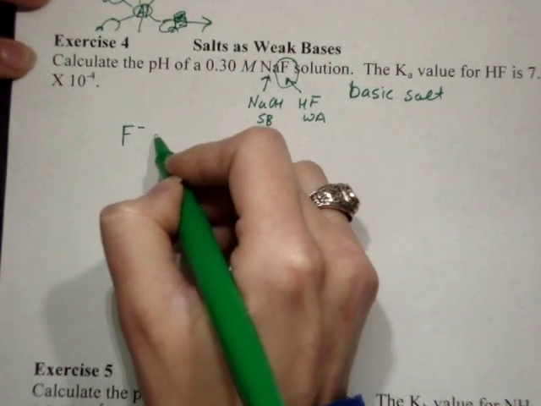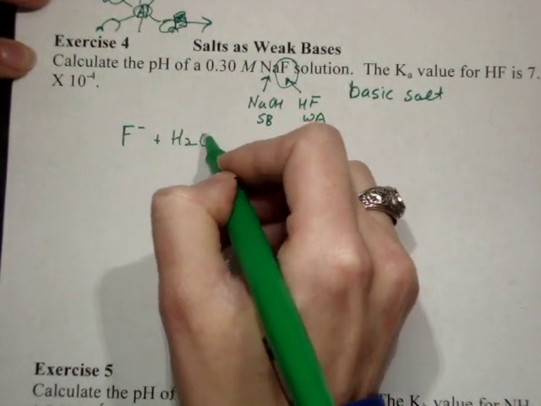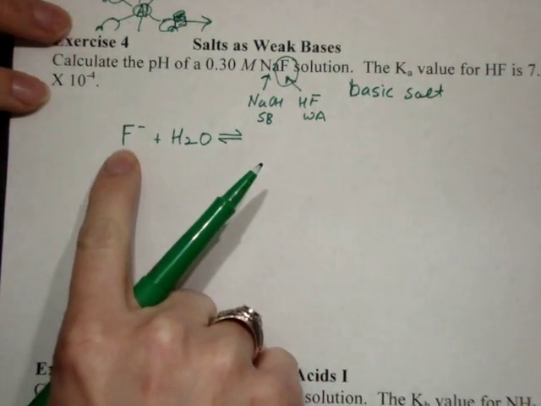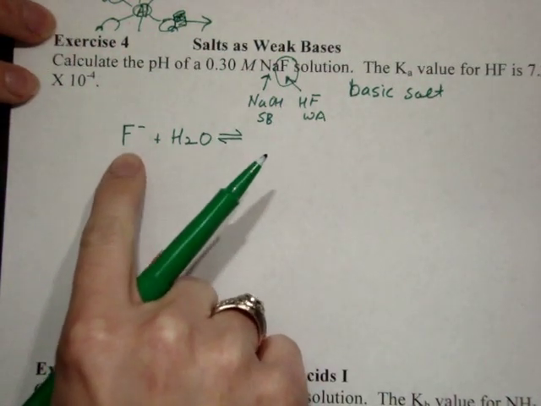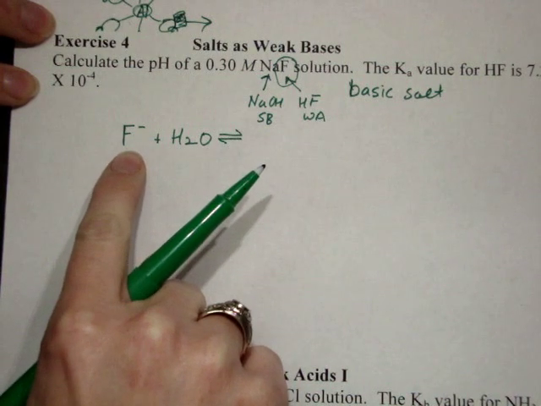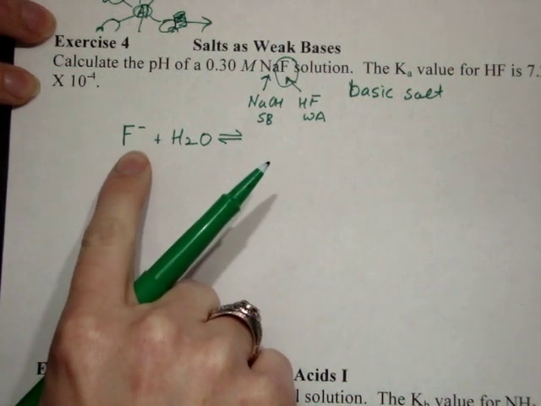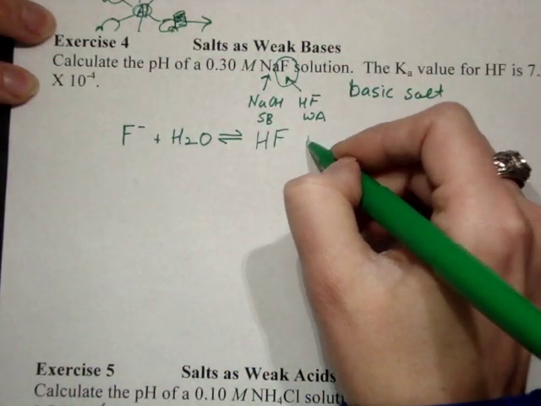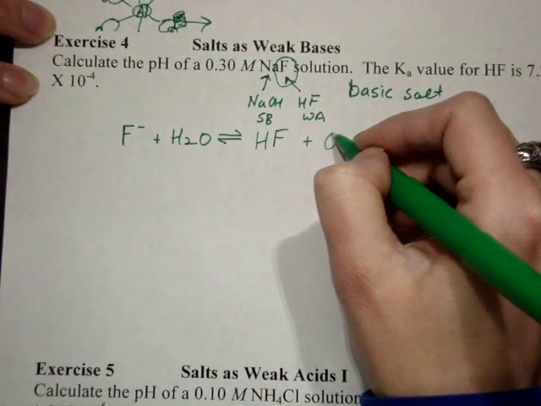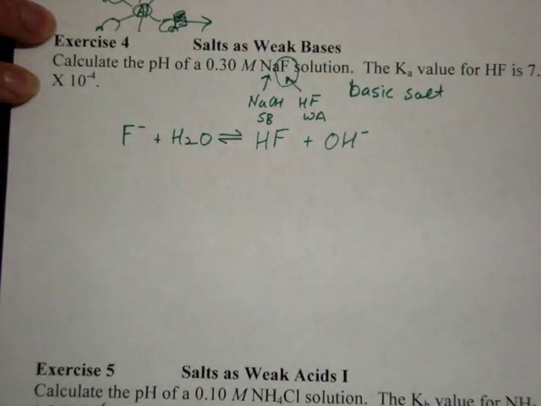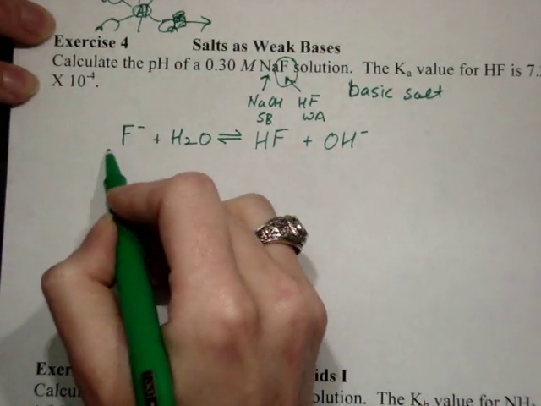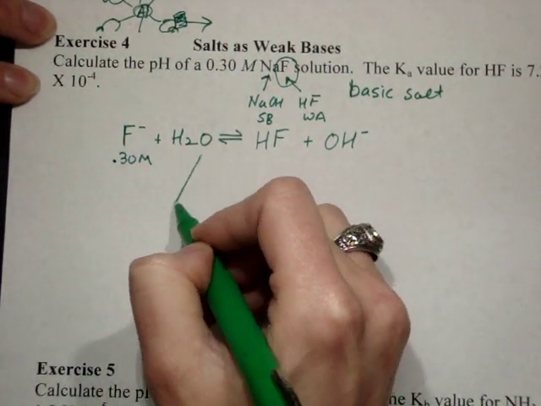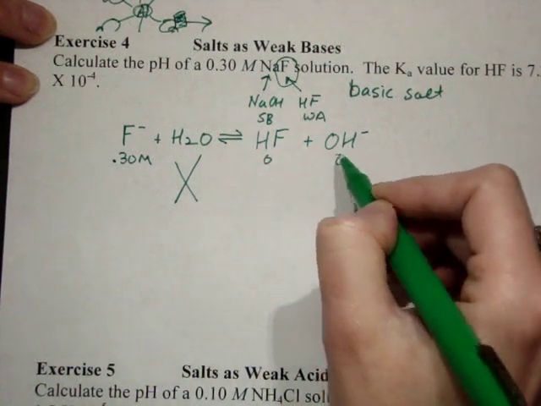So we have F- plus H2O. The whole point of these salt ones, the hydrolysis, is essentially to try to neutralize whatever ion we started with. So since this is a negative ion, it wants to accept a proton to become the hydrofluoric acid, and then we'll be left with OH-. Okay, so since we're starting off with 0.30 molar, we don't care about water, 0 and 0.